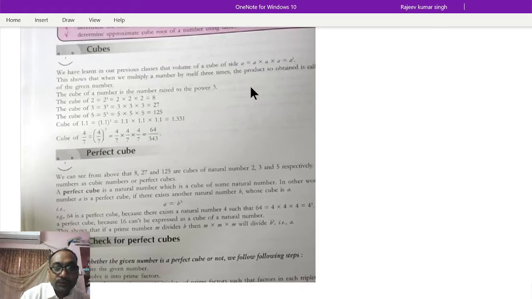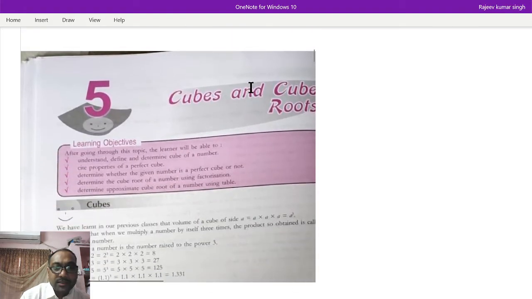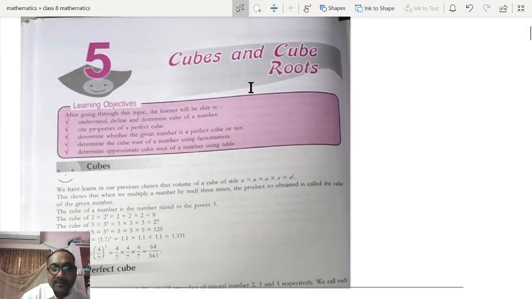Today I am going to start cube and cube root. We have already discussed and completed squares and square roots, and this is the cube root we are studying right now.